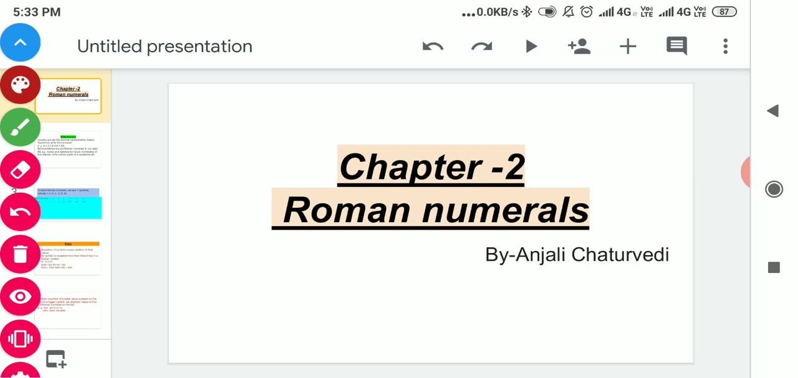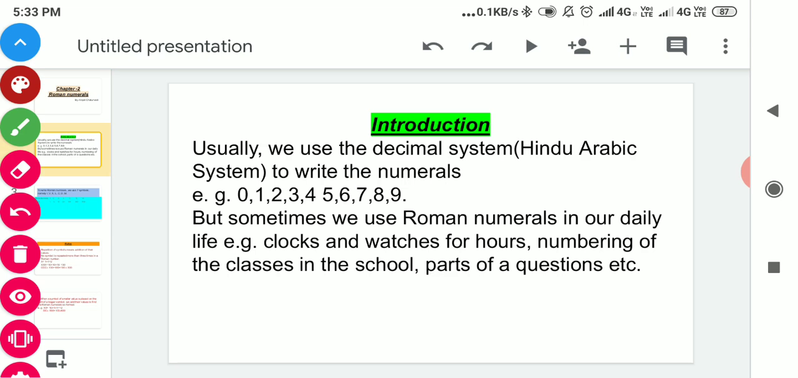Today I am here to teach you mathematics. So let's begin with our chapter 2, that is Roman numerals. Introduction. Usually we use the decimal system, that is the Hindu Arabic system, to write the numerals. Example: 0, 1, 2, 3, 4, 5, 6, 7, 8 and 9. But sometimes we use Roman numerals in our daily life.